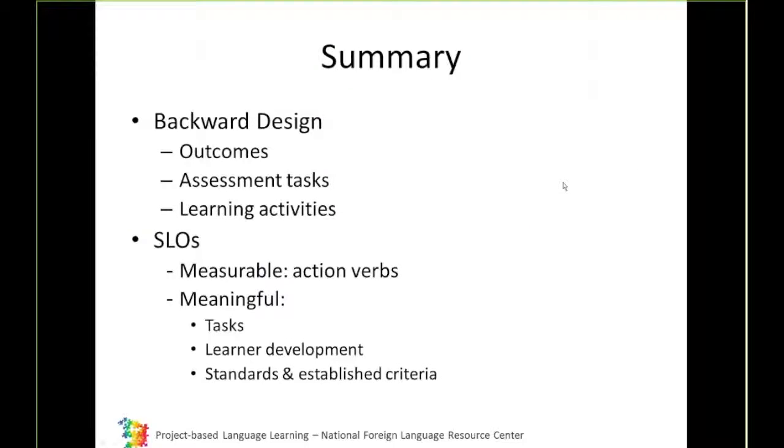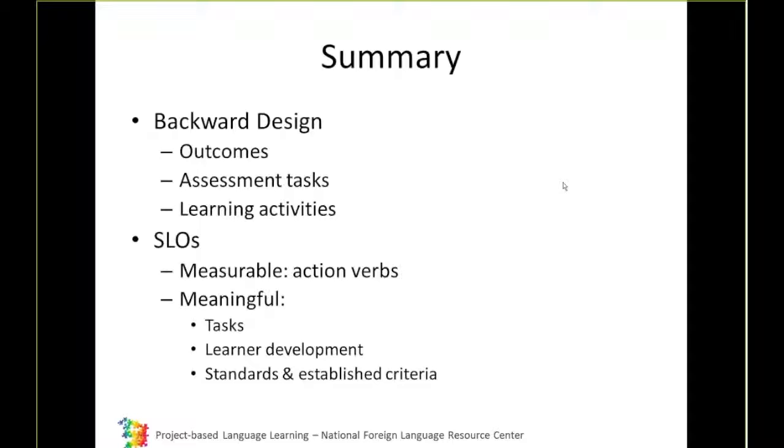With that, let me give a summary of the talk. First I talked about backward design. Backward design should start with the outcome, thinking about what outcomes students should achieve, and then we design the assignment tasks. In PBLL, that would be the public product students should present in the end. Then we think about the scaffolding learning opportunities we can provide to students, and the formative assessments can occur during this process as well.